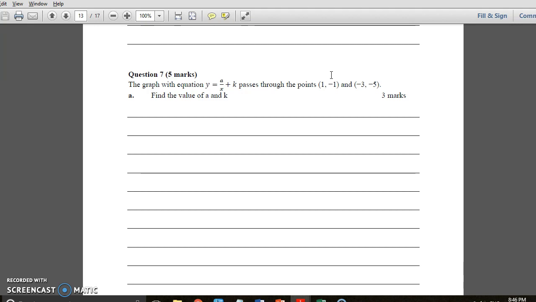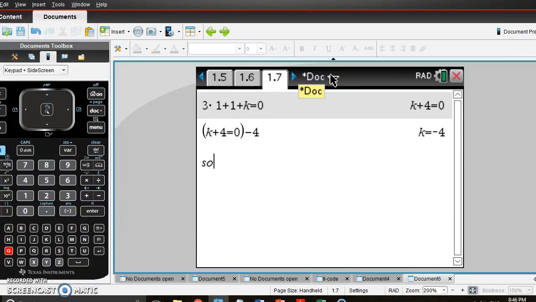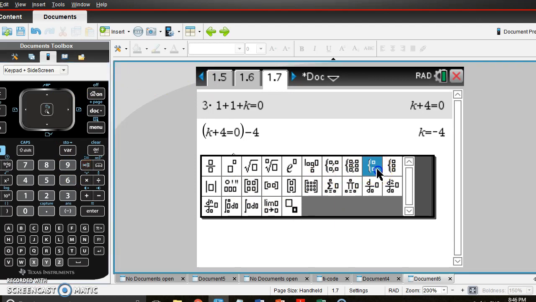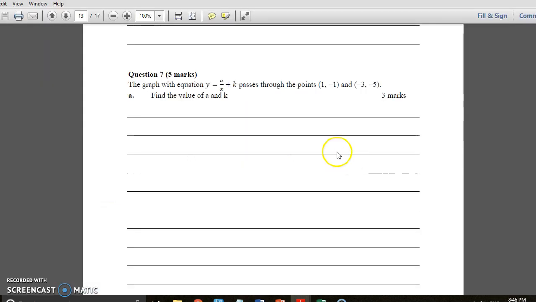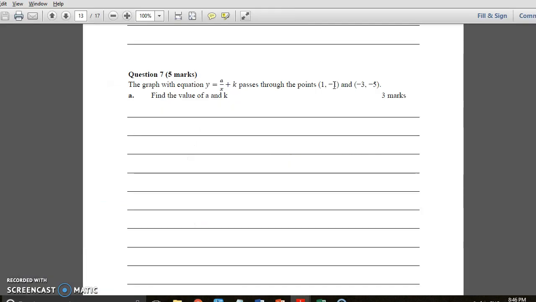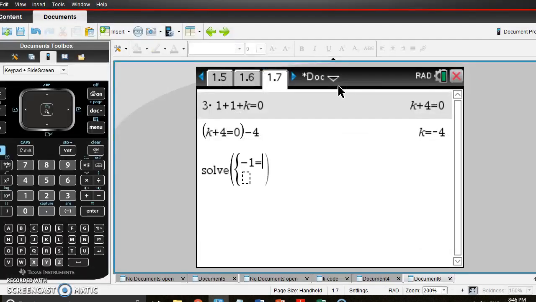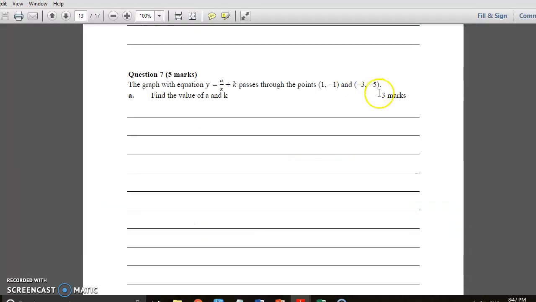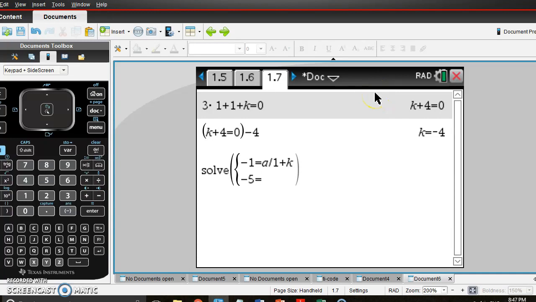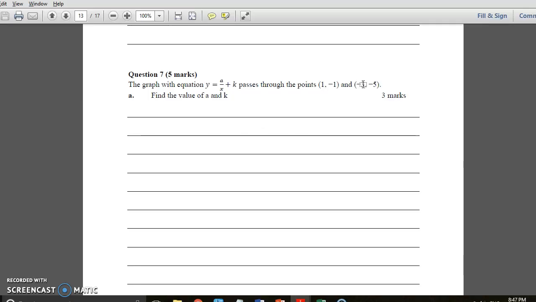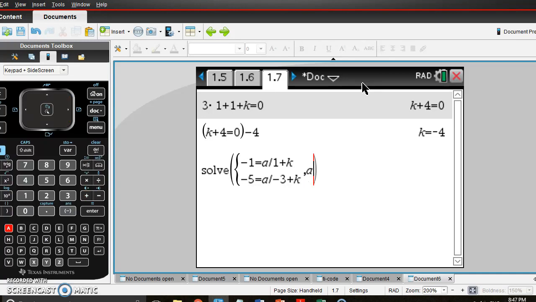So we're going to solve, open set of brackets, with 2 equations. The first one is -1 equals a over 1, a divided by 1, plus k, and this other one is -5, because that's our y value. -5 equals a over 3, I think it is, or is it -3? -3, and still plus k. And we're solving these for a and k.